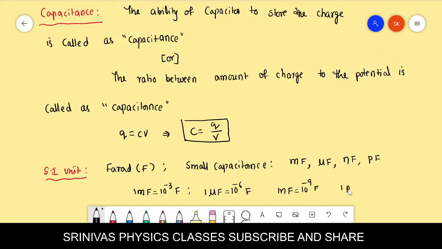And 1 picofarad means 10 to the power of minus 12 farads. Like this, we can write the small units of farad.